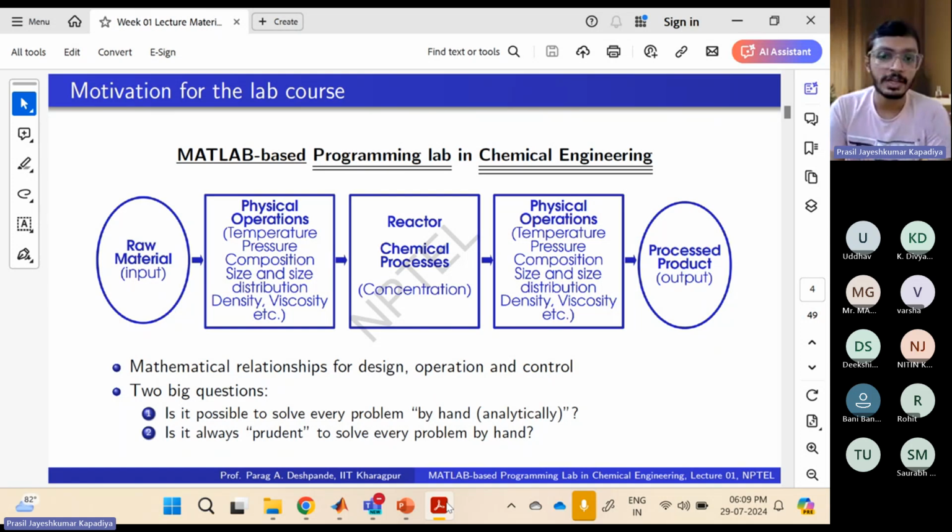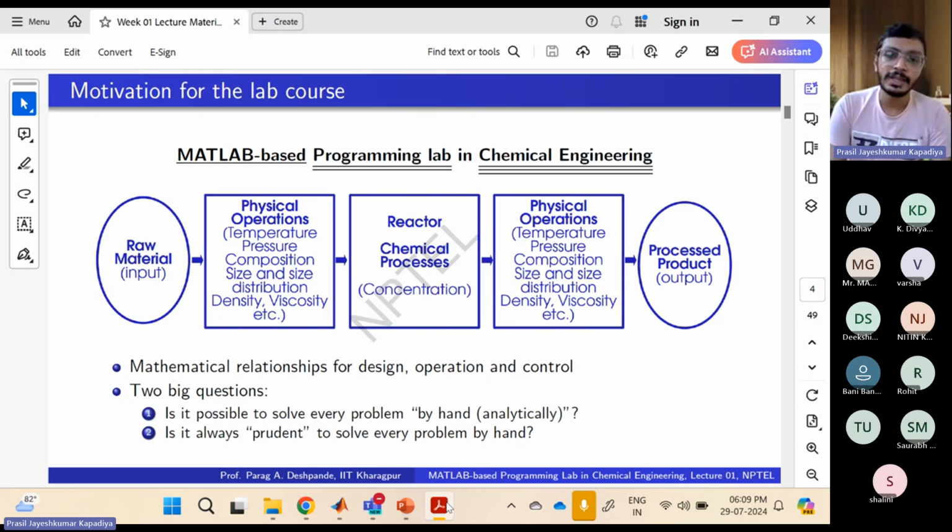You are left with your reaction products, plus some byproducts, as well as some unreacted reactants. So let's say your target product is benzene, and along with benzene you are getting some other components like toluene, phenol, and other things. To get a particular component, you need to do some physical operations again, and after doing that physical operation you get your final output product.